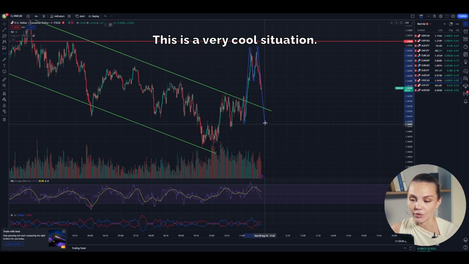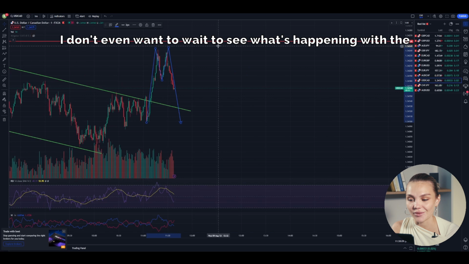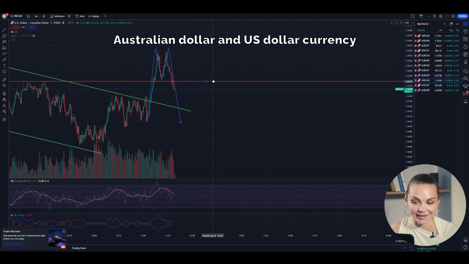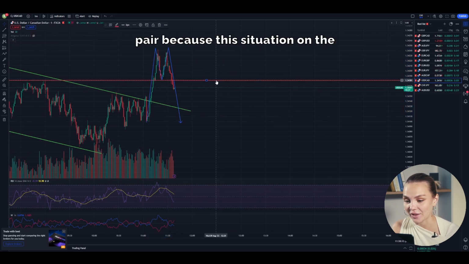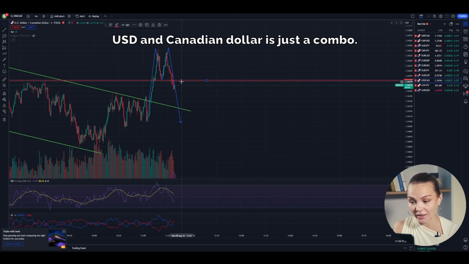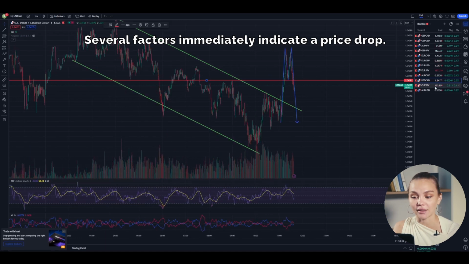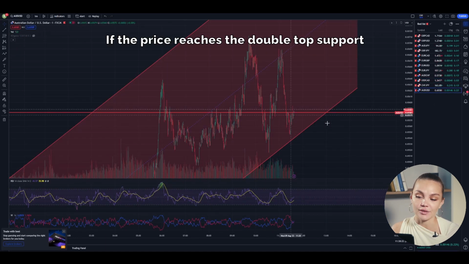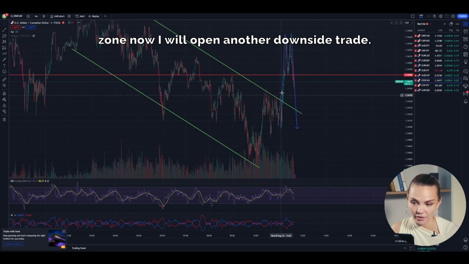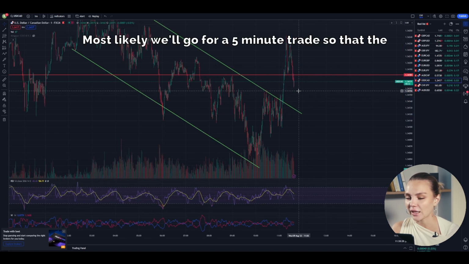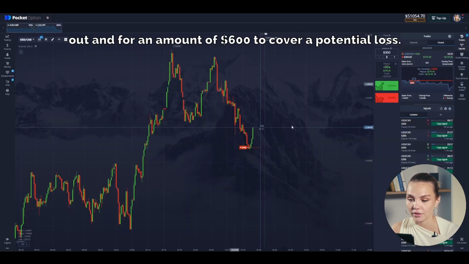This is a very cool situation. I don't even want to wait to see what's happening with the Australian dollar and US dollar currency pair, because this situation on the USD and Canadian dollar is just a combo. Several factors immediately indicate a price drop. If the price reaches the double top support zone now, I will open another downside trade. Most likely we'll go for a 5-minute trade so that the situation has enough time to play out. And for an amount of $600 to cover a potential loss.